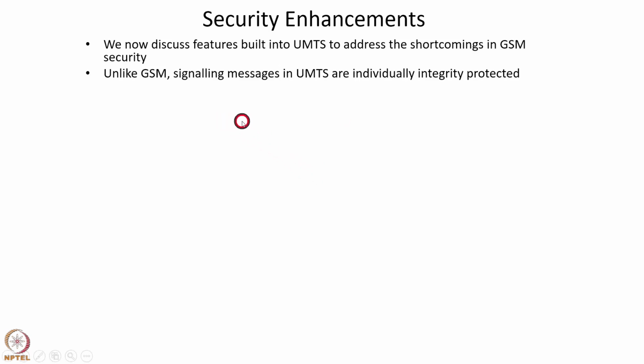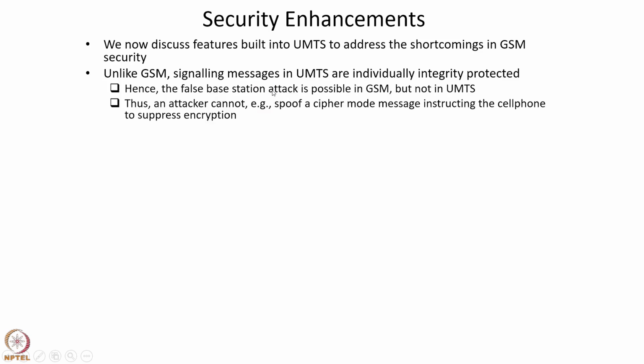Unlike GSM, signaling messages in UMTS are individually integrity protected. This helps in detecting any modification in them. Signaling messages such as commands, their integrity can be protected in UMTS. One example in which this helps is the following. The false base station attack is possible in GSM but not in UMTS. So an attacker cannot, for example, spoof a cipher mode message instructing the cell phone to suppress encryption.